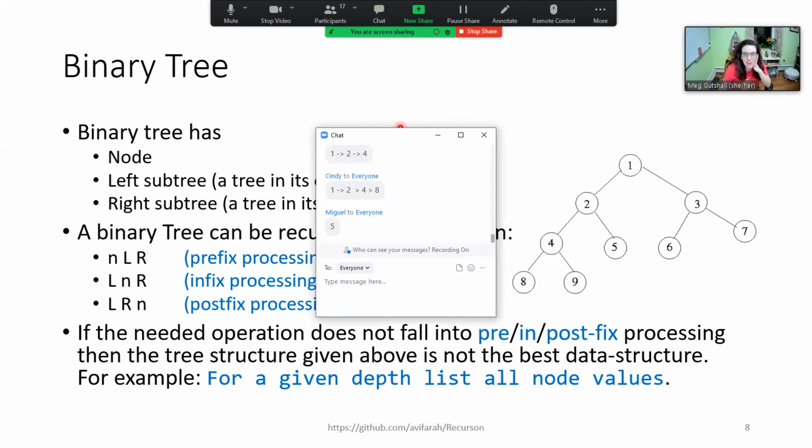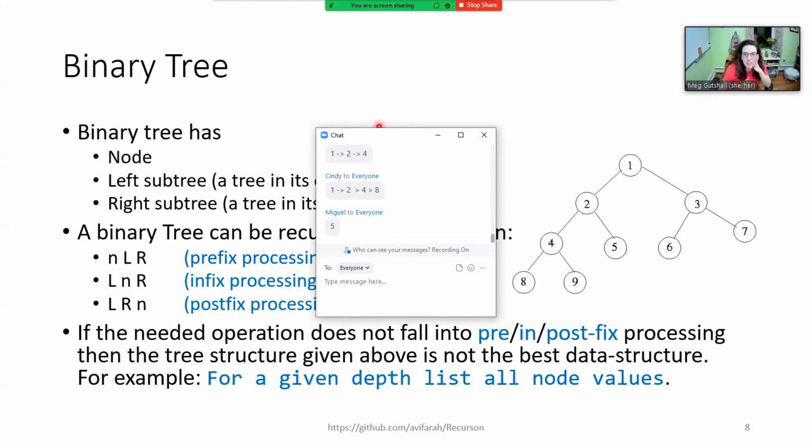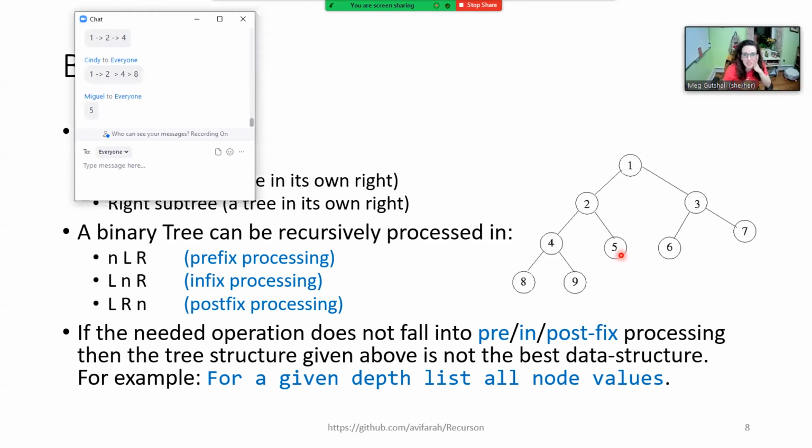Miguel says 5. Tell me why 5. Because it's the left subtree of 4. If we're doing NLR, the next thing to do is the right subtree of 4. Does everybody see it? So you only go up 1 from where you currently are and then go right as soon as you can. Yes. Tell me why, Megan.